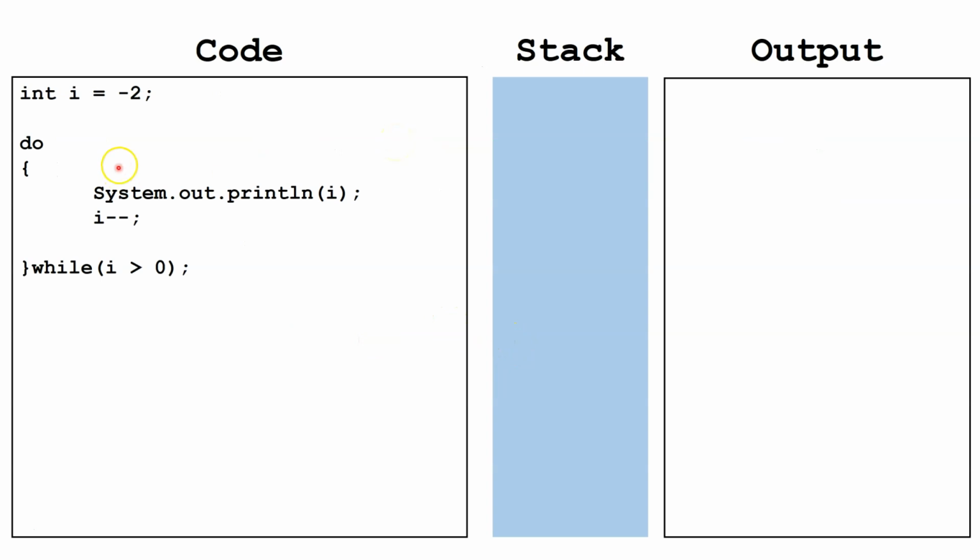Another kind of loop is the do-while loop. A do-while loop checks the Boolean expression at the end of the loop. As such, a do-while loop will always execute at least one time. Let's look at this example.